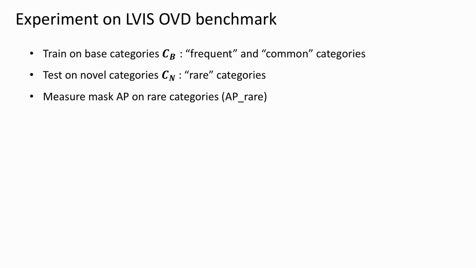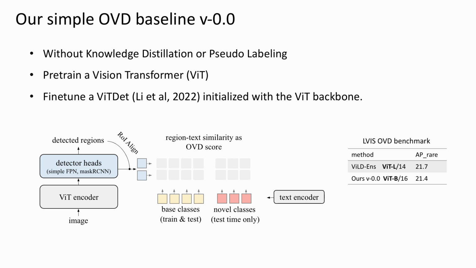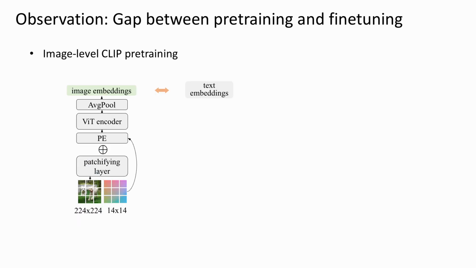We mainly experiment on the LVIS OVD benchmark, where the base categories are the frequent and common splits, and the novel categories are the rare categories. Mask AP on rare categories, or AP rare, is the main metric here. We observe our baseline with ViT base backbone performs reasonably well, which is only slightly behind the previous ViLD method based on the ViT large backbone. As our method directly initializes with the pre-trained ViT and fine-tunes the detector from there, we observe there is a gap between the image-level CLIP pre-training and OVD fine-tuning.